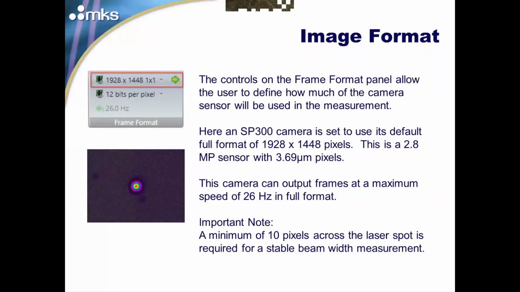I do want to point out at this point, as you're choosing different image formats, you do want to keep in mind that you're going to need a bare minimum of 10 pixels across your laser spot to be able to get a stable beam width measurement. If you have any less than that, statistically speaking, there's not enough data to get a reliable beam width measurement. So 10 is the absolute minimum, and certainly the better resolution and the more pixels you can get across your beam, the more stable and accurate that measurement's going to be.